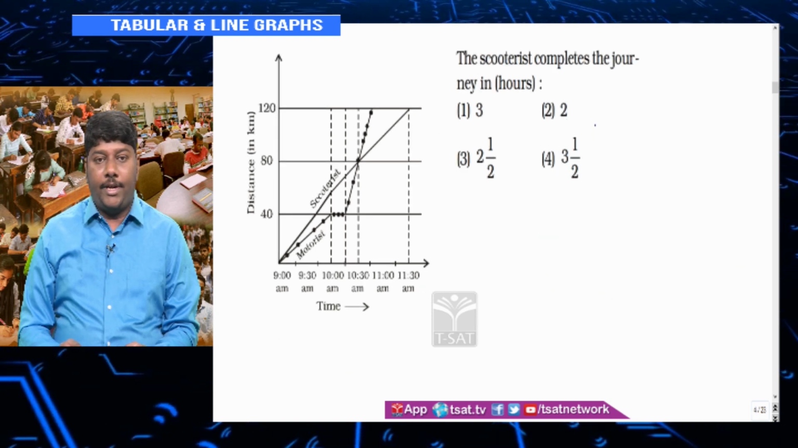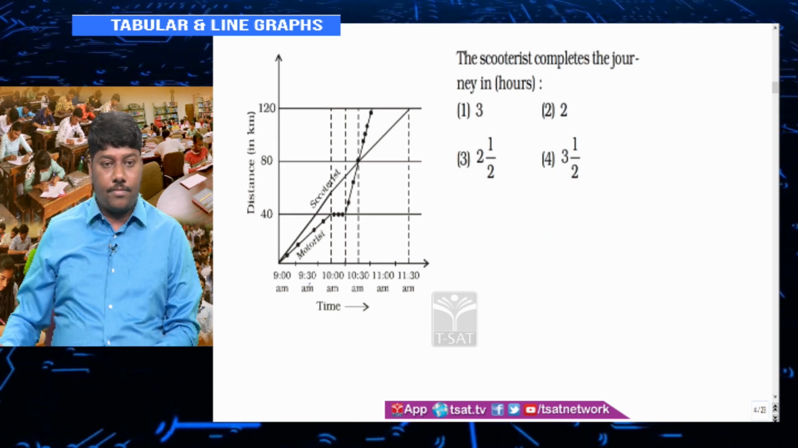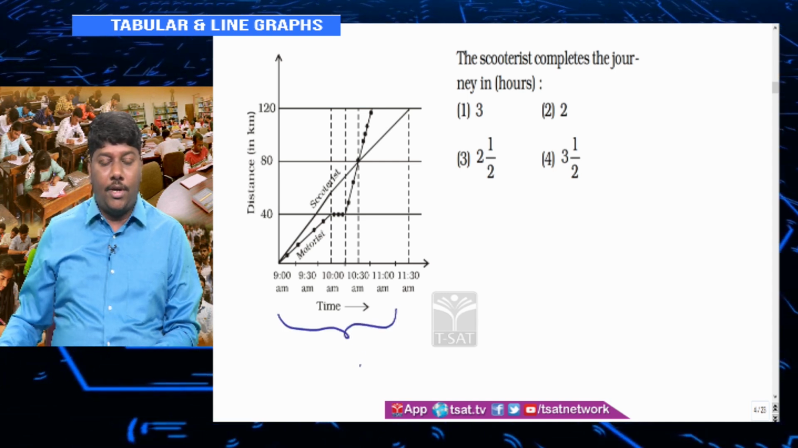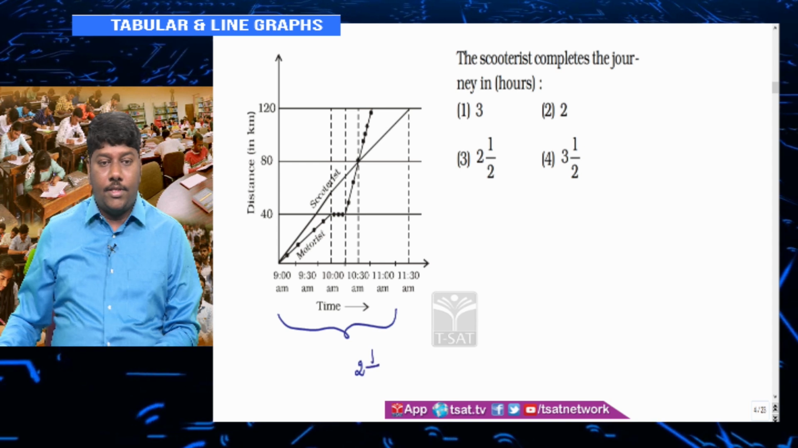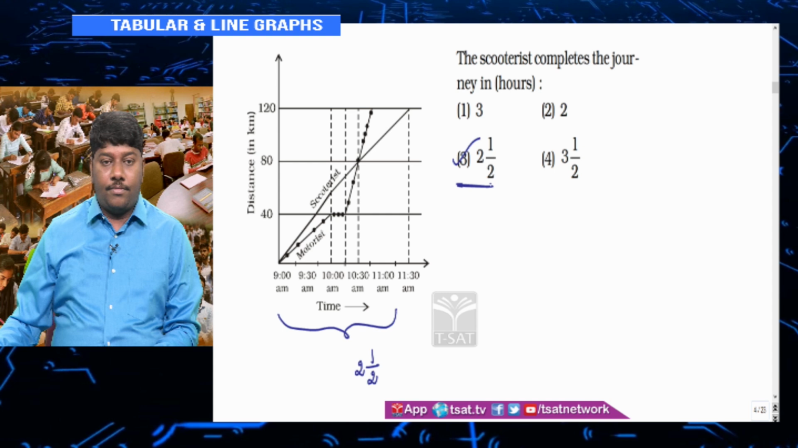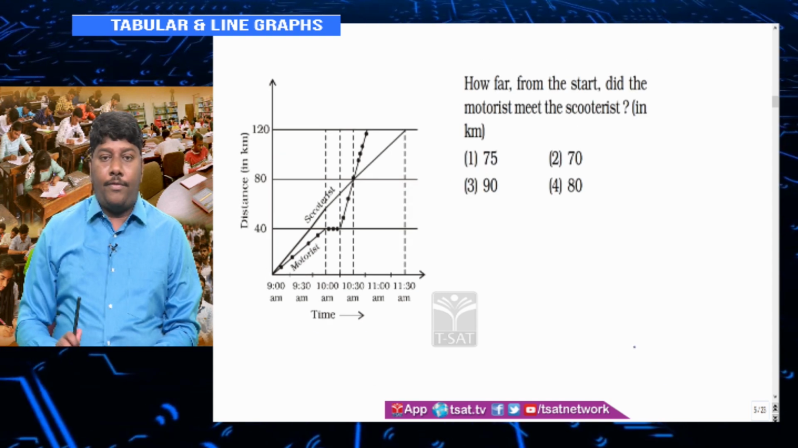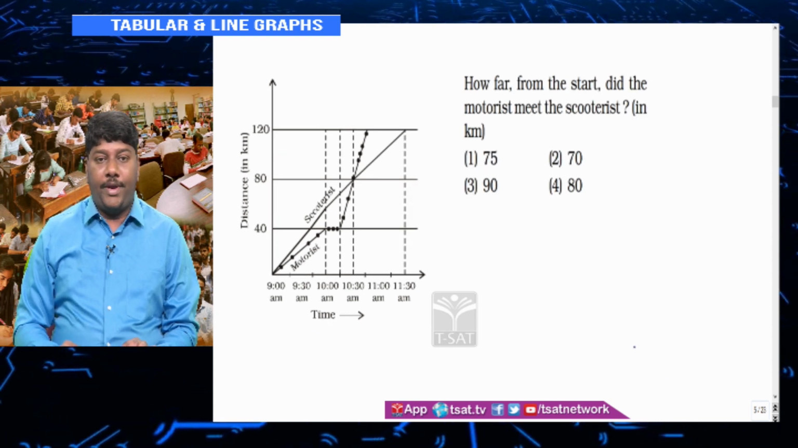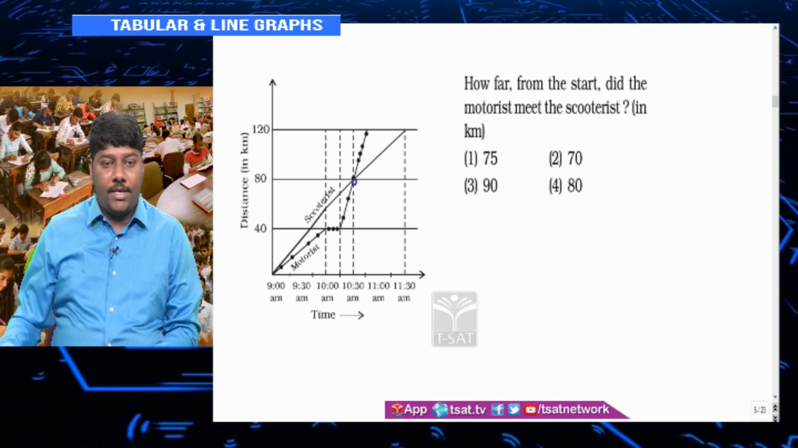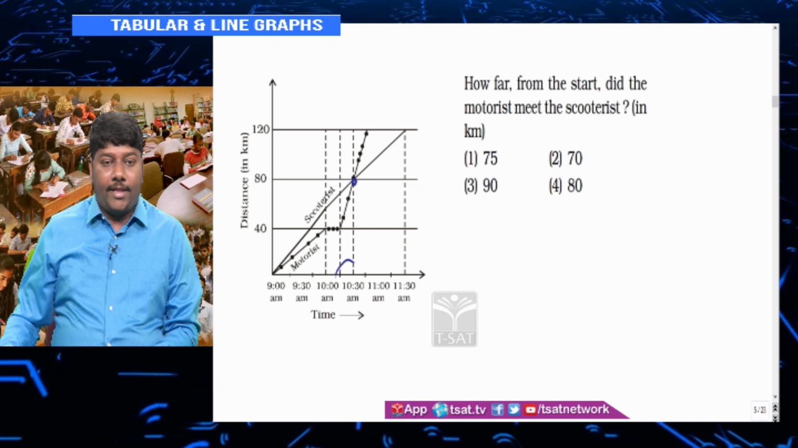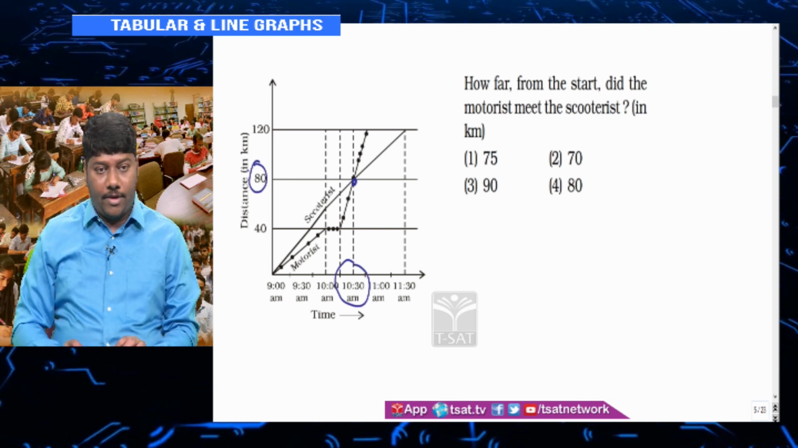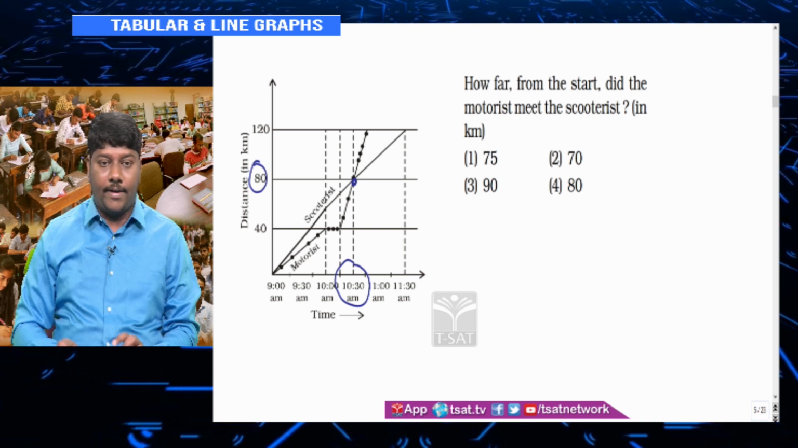The scooterist completed the journey in how many hours? The scooterist actually completed the journey in 2.5 hours. We just found it. The scooterist completed the journey in just 2.5 hours. How far from the start did the motorist meet the scooterist? How far from the start means, when they meet, they actually met at 10:30 a.m. and they had covered 80 kilometers. Both of them covered 80 kilometers and they met at 10:30.